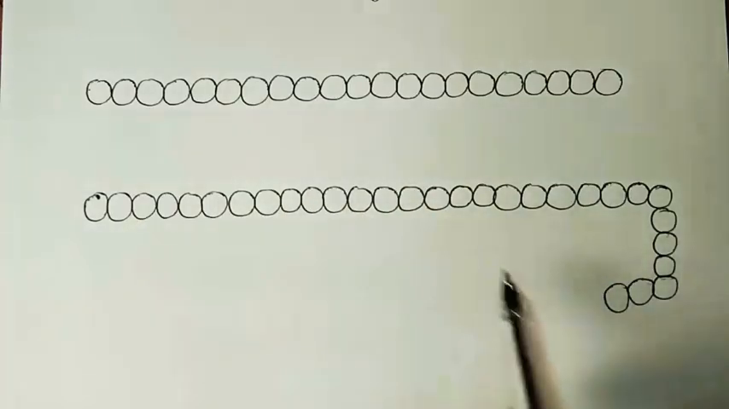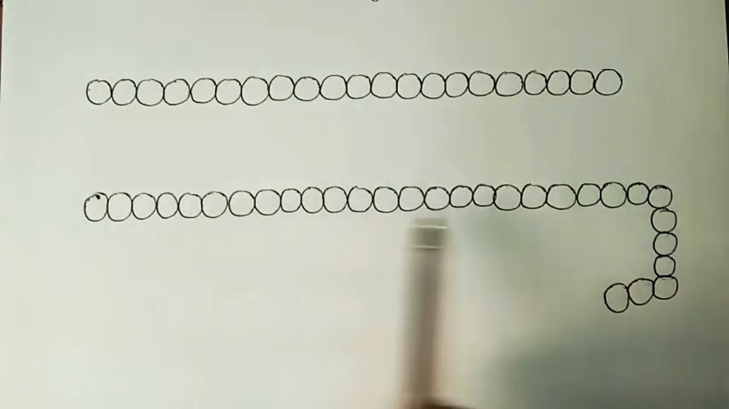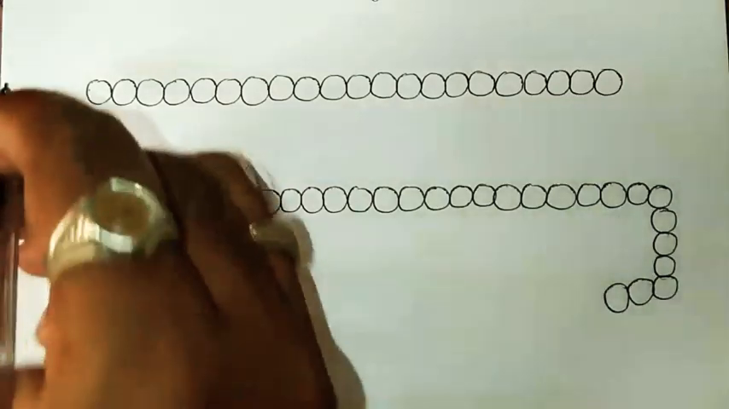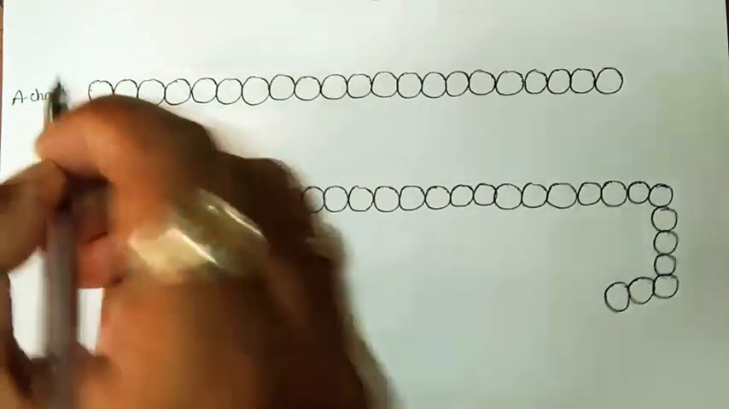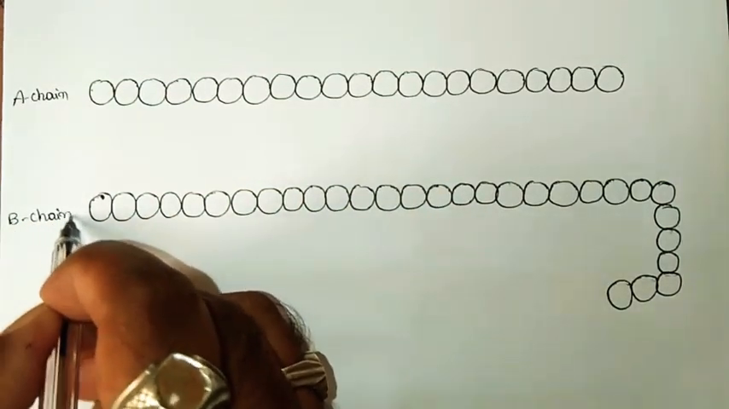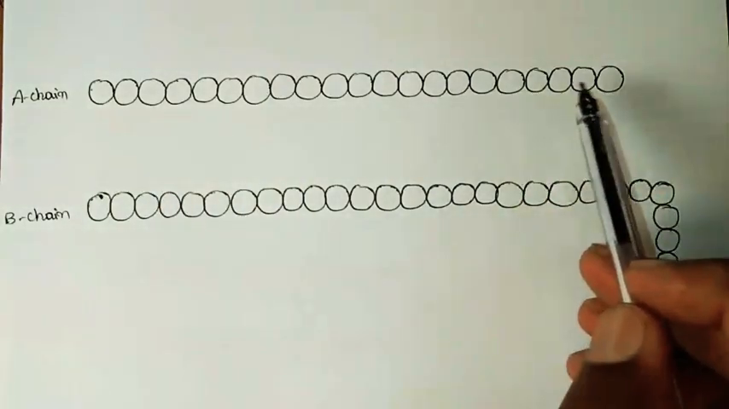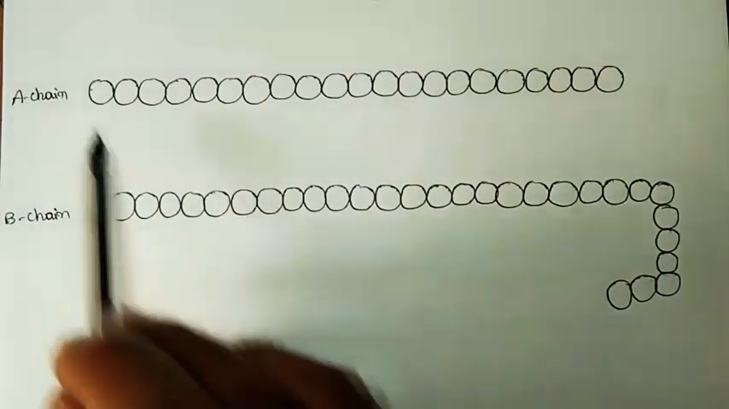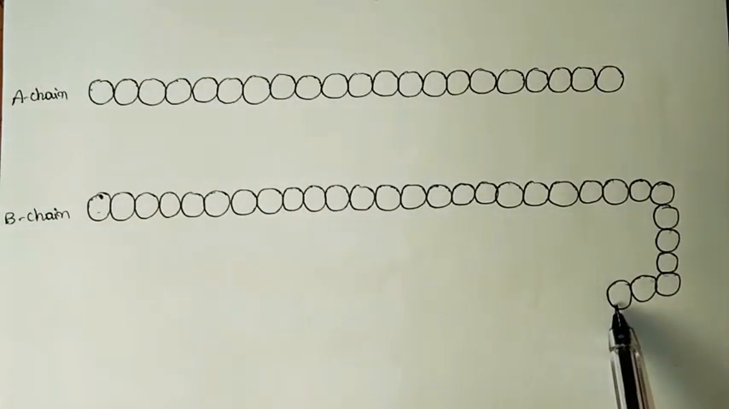The skeletal framework of two polypeptide chains of insulin. This is the A chain and this is the B chain, and this A chain consists of 21 amino acids, and this B chain consists of 30 amino acids. This is the N-terminal amino acid, this is the C-terminal amino acid of the A chain, and here this is the N-terminal amino acid and this is the C-terminal amino acid.